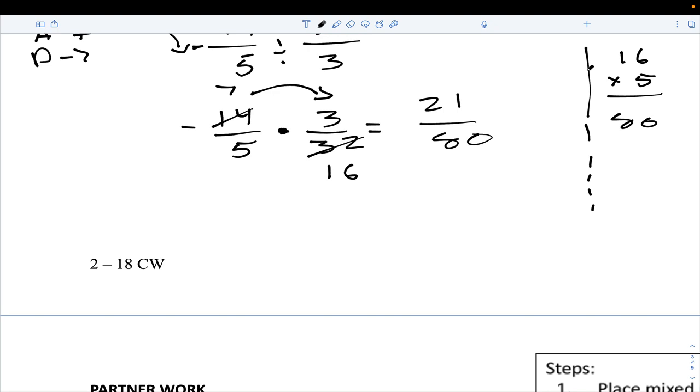Jonah, why are you disagreeing with me? Oh, yes. You do agree? Okay. Yes. Aaron, why do you disagree? Because one number is a negative number and the other is a positive number, so the answer needs to be negative. Same is good, different is bad.